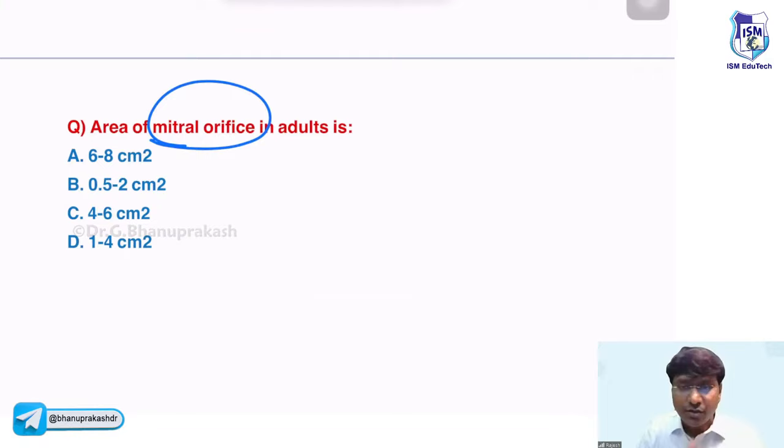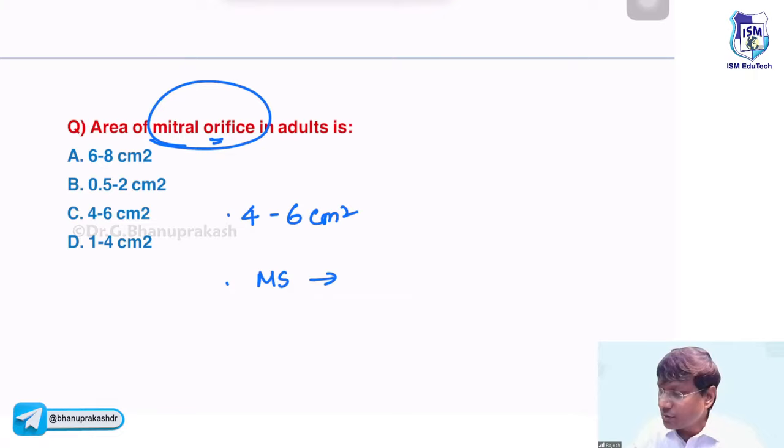Now, can anyone tell me what is the area of the mitral orifice in adults? Yes, area of the mitral orifice in adults. The area of the mitral orifice in adults is around 4 to 6 cm². But in patients with mitral stenosis, what will happen to the area of the mitral orifice? That will be less than 2 cm² in adults.